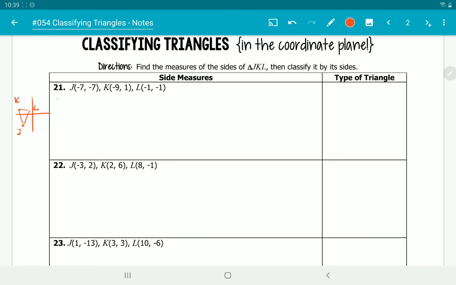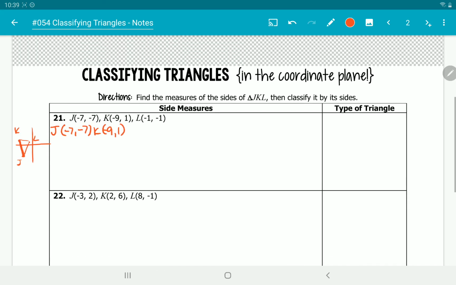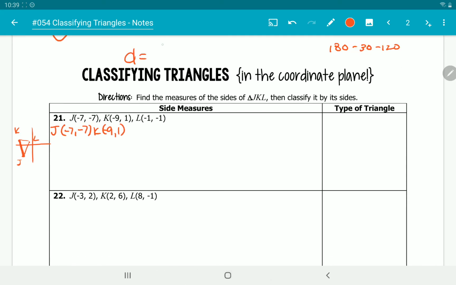So we'll start with J, K. So from J to K, we have -7 and -7. K is -9, 1. Okay, so we're looking at this side right here. We're going to determine the length. So in order to determine the length, we're going to use the distance formula. So the distance formula, y2 minus y1 squared plus x2 minus x1 squared. Then we take the square root of the whole thing. Okay, so we're going to label them x1, y1, x2, y2. Okay, we're going to determine the distance.